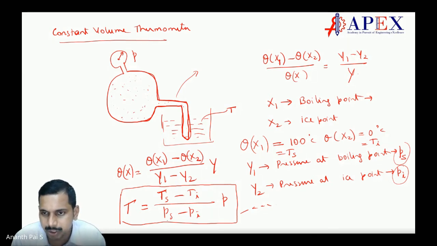And the temperature we fix as 100 degrees centigrade. TS we fix as 100 degrees centigrade. TI we put as 0 degrees centigrade. Into P gives temperature at any point. Make sense? I'll explain it much better in the next slide.